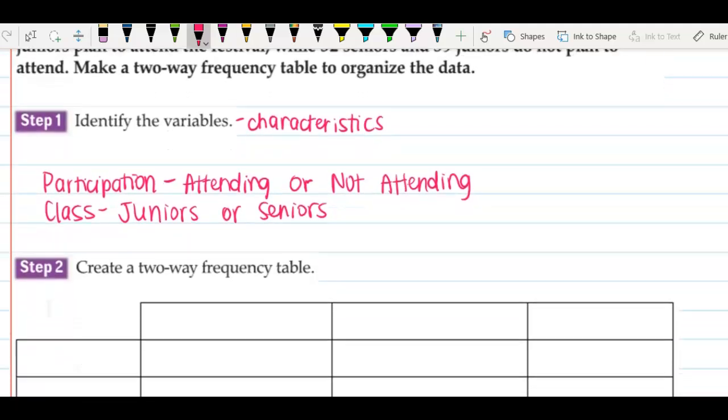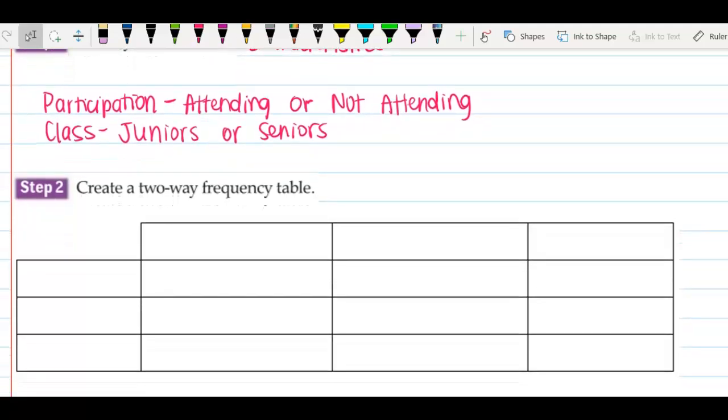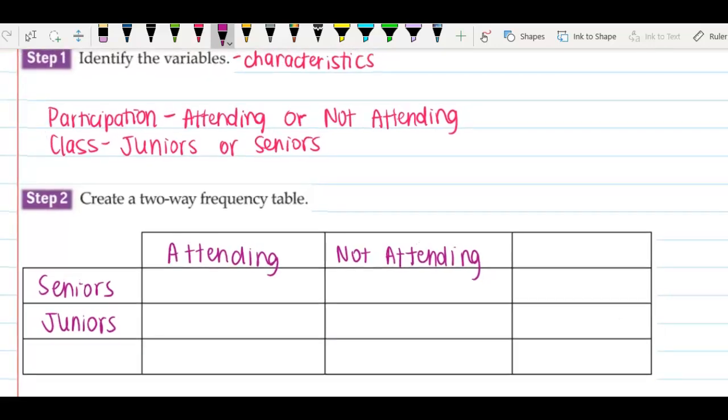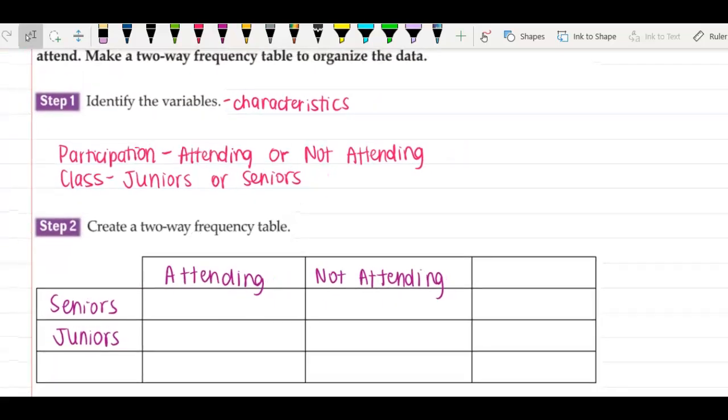In our table, along the left-hand side and across the top, we're going to write these variables or characteristics. I'm going to write across the top, attending, and then those that are not attending. And then I'm going to put over here our seniors and juniors.